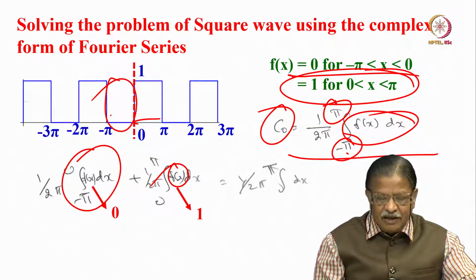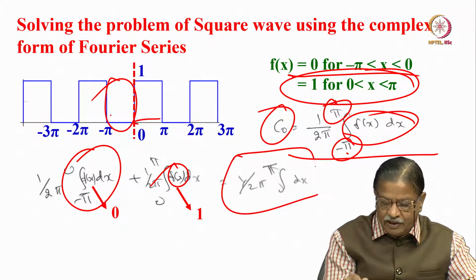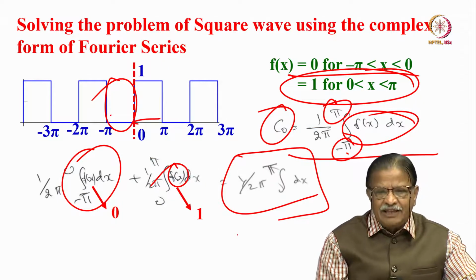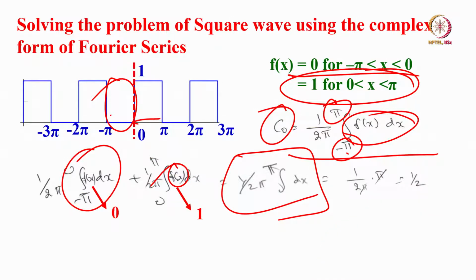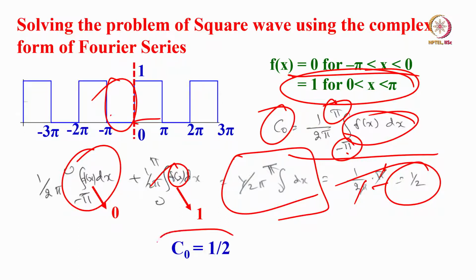So, what does it mean? This turns out to be 1 over 2 pi into the integral from 0 to pi of dx. This is nothing but x. Okay. So, it is nothing but 1 over 2 pi, and if you substitute the limit, it turns out to be pi. So, you cancel this pi, and what you are going to get is half. So, that means for this function, for C0 we got half. Very easily we worked it out using the complex form for this one. So, C0 we know.